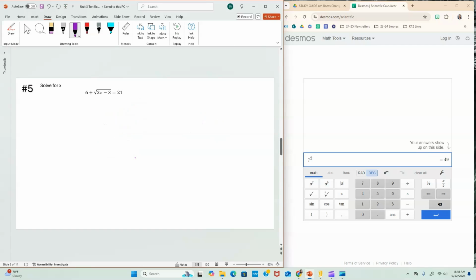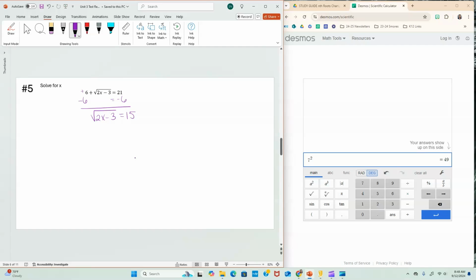So here we have another square root equation. So once again, you can see I need to isolate my square root, right? My square root is not by itself. It has that 6 with it. That 6 is a positive 6, so I need to do the opposite, and I need to subtract 6 from both sides. When I subtract 6 from both sides, I get the square root of 2x minus 3 is equal to 21 minus 6, which is 15.